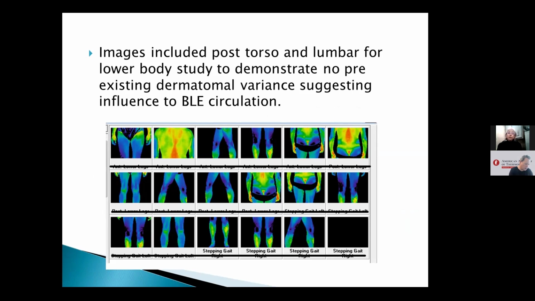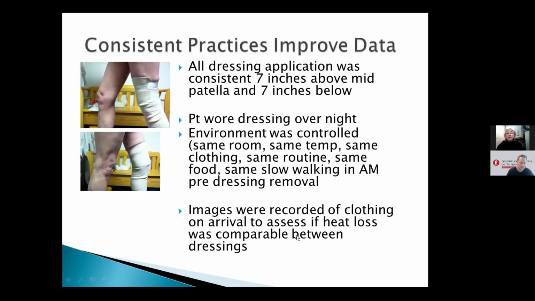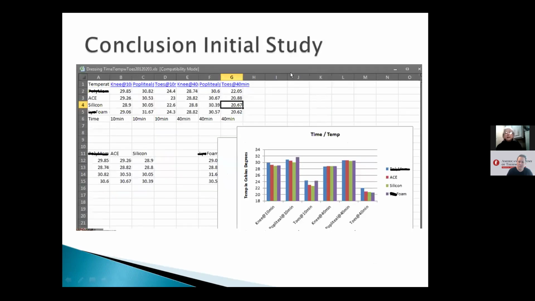So we proceeded with upper torso to lower torso. We were making sure that there was no information that was demonstrated that this person had any influencing lumbar problems that would be referred down the dermatome of the thigh. So we did this baseline to get that data. As I said before, the clothing was the same, the measurement and application of the dressings were the same. And then we would analyze the anterior on the popliteal artery, also the anterior of the knee.